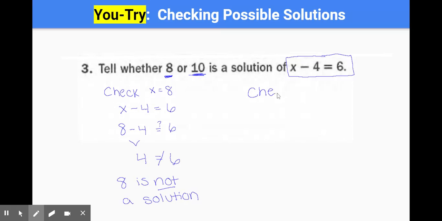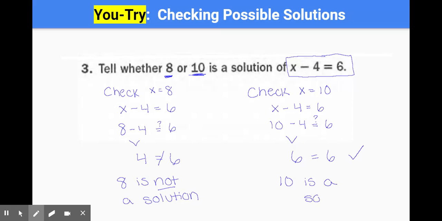So this time we are going to check if x is equal to 10. So using that same equation, x minus 4 equals 6, I'm going to take out the x and substitute it with 10. So now my equation says 10 minus 4. Does that equal 6? Let's simplify. What is 10 minus 4? 6. Is 6 equal to 6? Yes. So therefore, 10 is a solution.